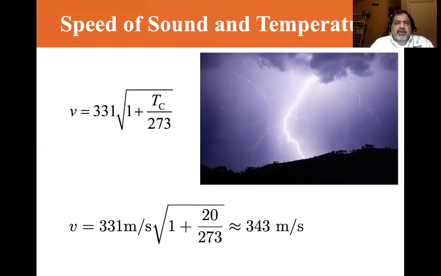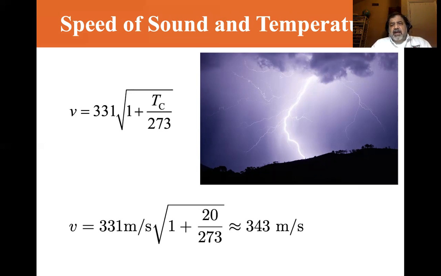Now we're going to learn that the velocity is temperature dependent, and the equation for the velocity of sound in air is 331 meters per second times the square root of 1 plus the temperature in Celsius divided by 273. 273 happens to be 0 degrees C. So as an example, if the air is 20 degrees, like room temperature, v is equal to 331 meters per second times the square root of 1 plus 20 divided by 273. That's approximately 343 meters per second.